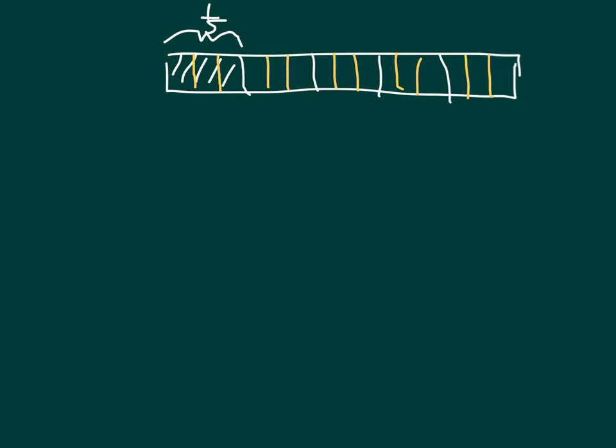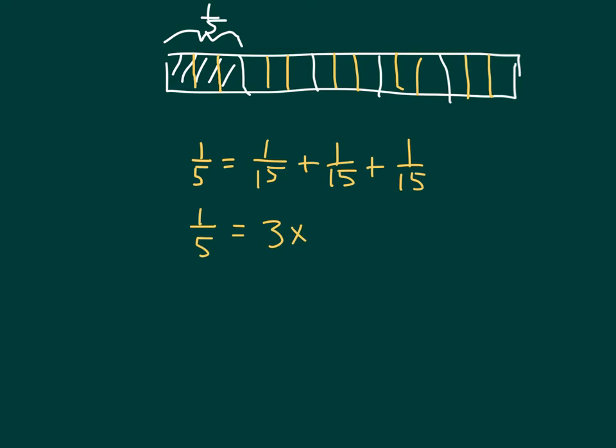1, 2, 3, 4, 5, 6, 7, 8, 9, 10, 11, 12, 13, 14, 15. So we are now into 15ths. What would the addition sentence be for 1/5 when we are talking about 15ths then? So 1/5 equals 1, 2, 3 of those 15ths. So as an addition sentence, it would look like this here. And of course, we could write it as a multiplication sentence as well: 3 times 1/15.